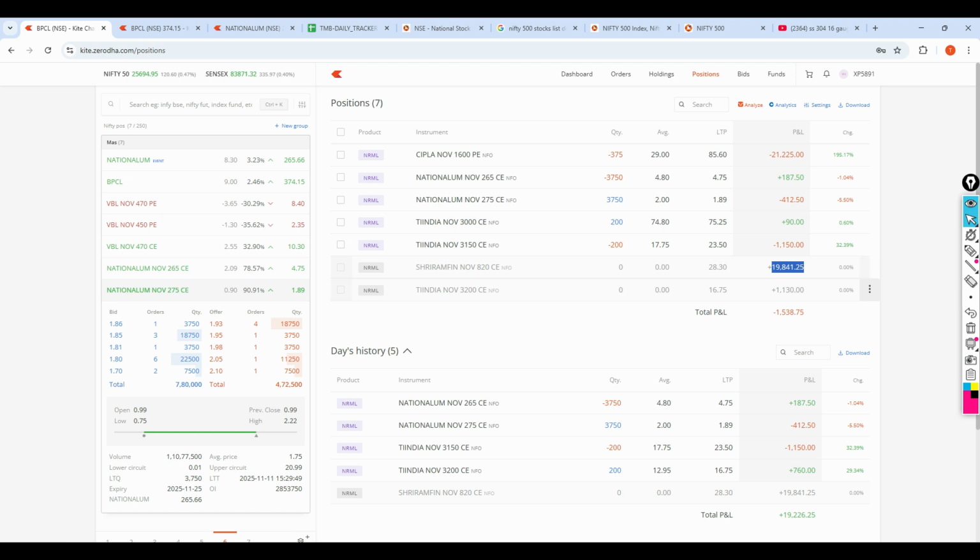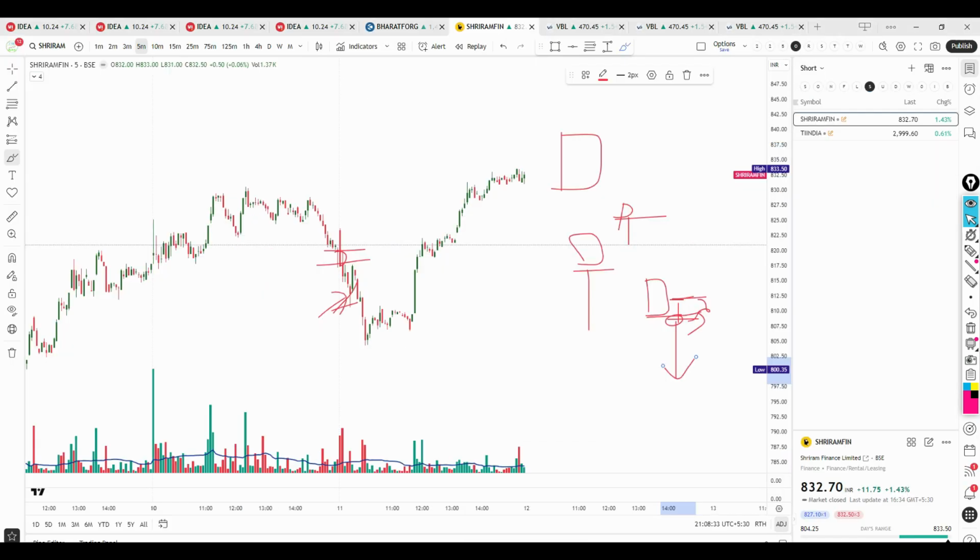These are the overnight positions. I made some adjustment. Cipla, I mentioned in a couple of videos, I wanted to take the Cipla entry for the covered call actually. That's all, friends, in this video.